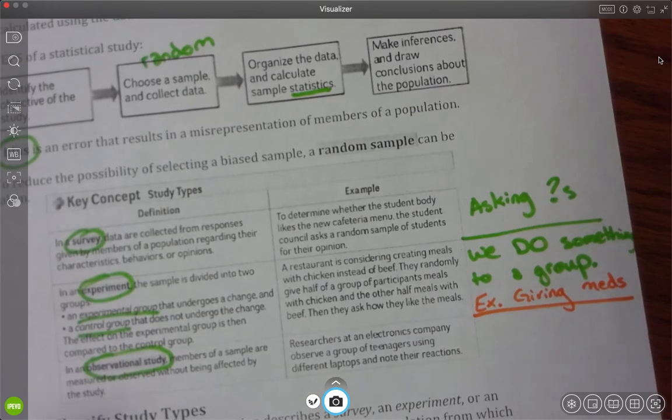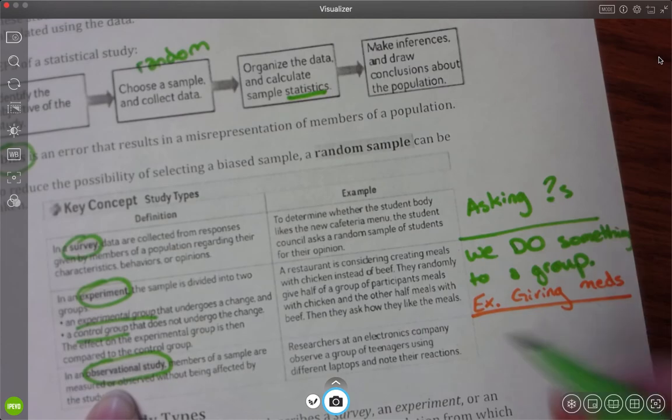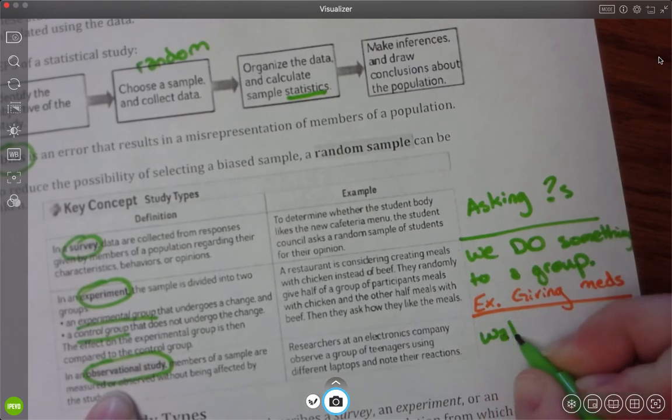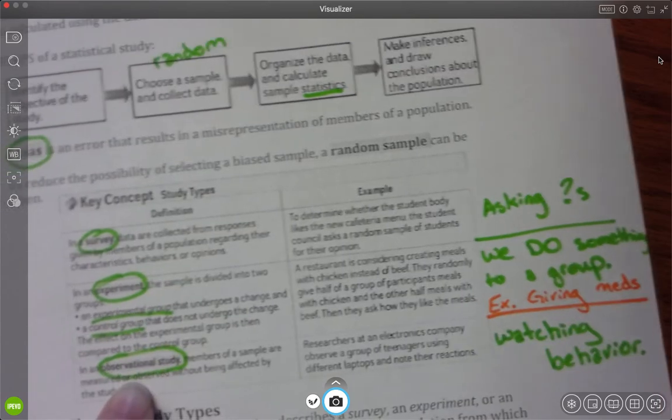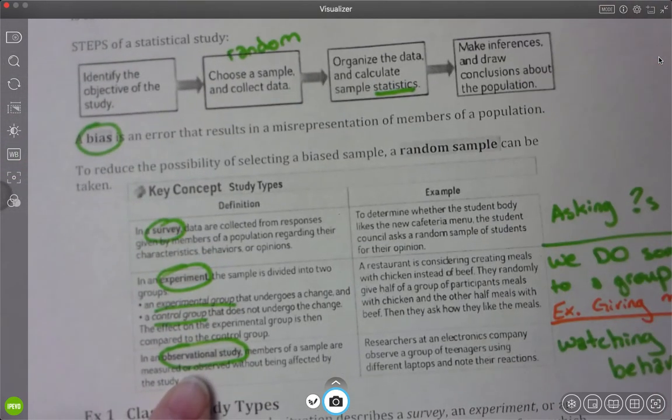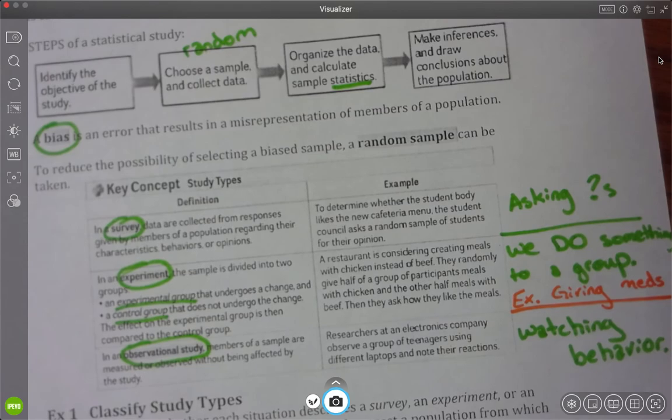In an observational study, I'm just watching behavior, watching people's behavior. Okay, now a reason why I might want to do this, to watch people's behavior, okay? Let's say, since the COVID-19 thing is going on, I'm trying to figure out what percent of people actually wash their hands correctly and do the whole 20-second thing and are doing what they're supposed to be.